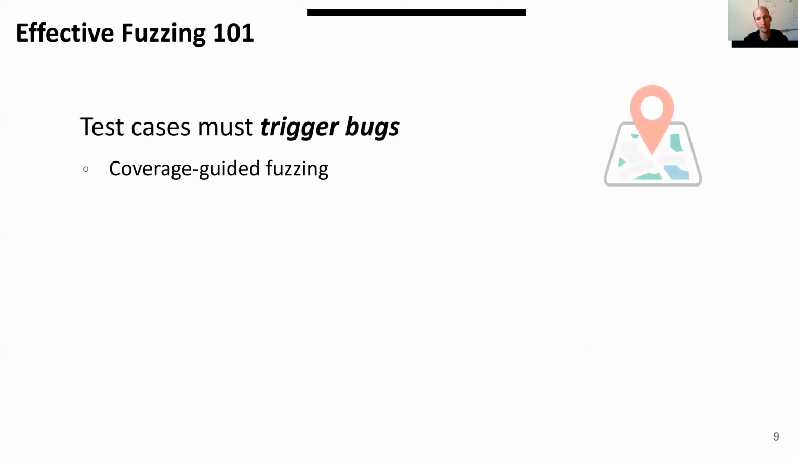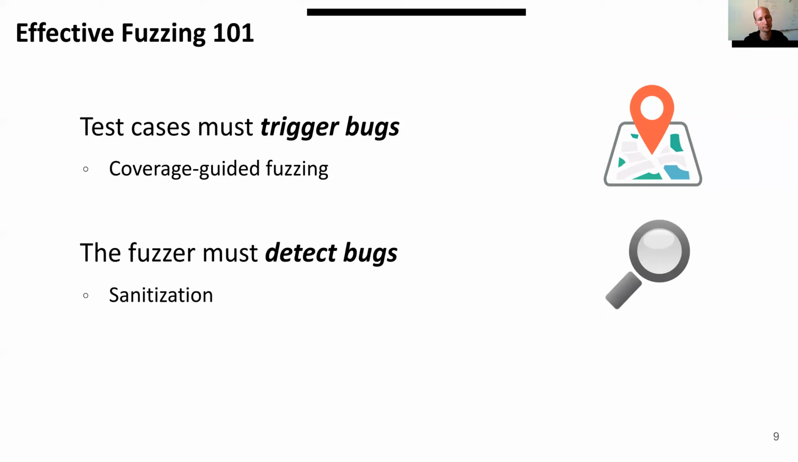Now that we know what fuzzing is, let's see how we can actually make fuzzing effective, right? This was just the baseline. This is what fuzzing was all about until around 2010. And then we started exploring effective fuzzers and figuring out how we can make fuzzing more effective. Well, first and foremost, the test cases that we generate must trigger bugs. And this is where coverage-guided fuzzing comes in. So we record what areas are being executed and then use this as feedback to inform the fuzzer on what interesting behavior actually happens.